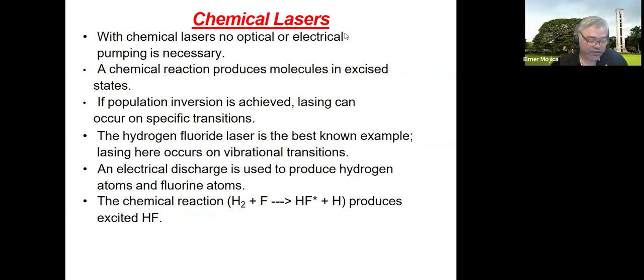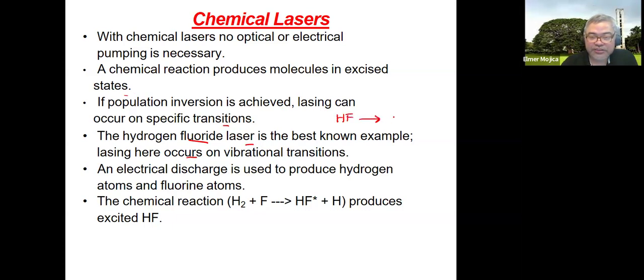Now, there's also the chemical laser. Now, they don't need optical or electrical pumping. So what happens is there's a chemical reaction that produces the molecules in the excited state. And if the population inversion is achieved, you can have lasing for a specific transition. The hydrogen fluoride laser is the best known example here, where lasing occurs by a vibrational transition. Okay, so there's an electrical discharge used to produce the hydrogen and fluorine atoms. So it's from HF.